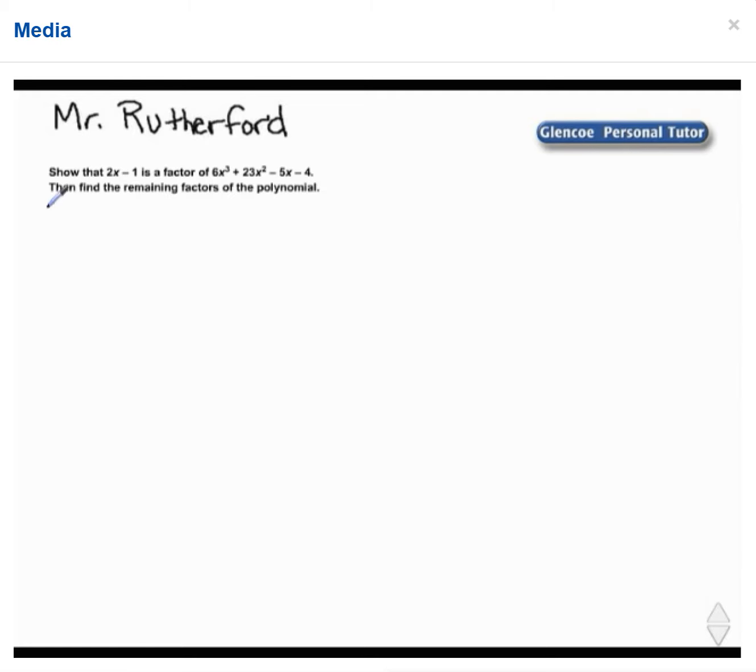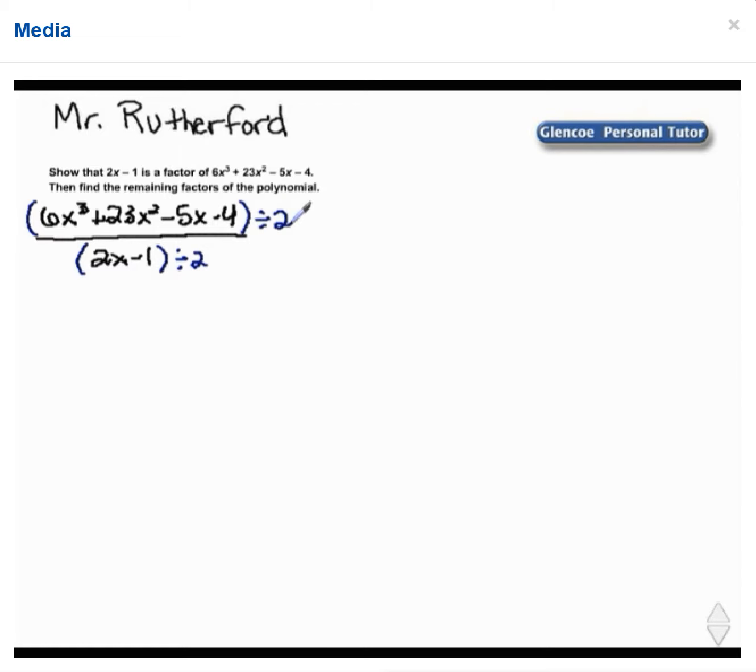So here we have our polynomial 6x cubed plus 23x squared minus 5x minus 4, and we'd like to see if 2x minus 1 is a factor of this polynomial. So we're going to write this as a quotient, dividing our polynomial by 2x minus 1. What I'm going to do first is get a coefficient of 1 for the x down here in our denominator. I can do this by dividing the bottom by 2, but if I do that I also have to divide the top by 2 to keep it balanced.